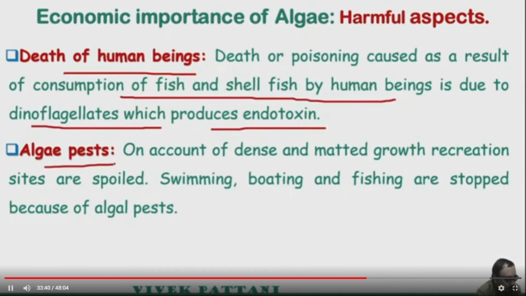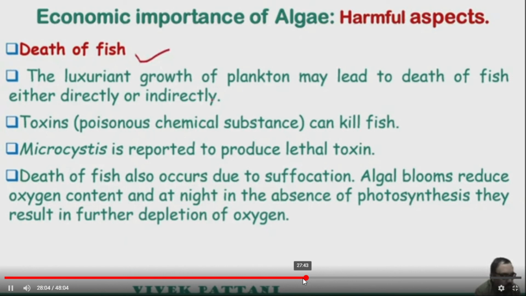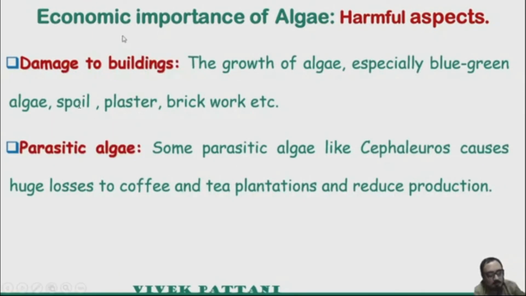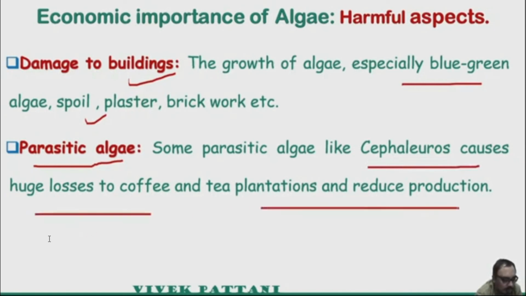In some cases, algae occurs as a pest also. On account of the dense and matted growth, recreation sites are basically spoiled, for example, the swimming pool, the boating and fishing areas, where algae can create a problem. So these are the economically harmful aspects. Some of the algae may also damage buildings, especially the blooming algae, where they will spoil the plaster and brickwork, etc. Some of the algae are parasitic ones also, such as Cephaleuros. Cephaleuros basically causes huge loss of coffee and tea plantations, which reduces the production of coffee and tea.